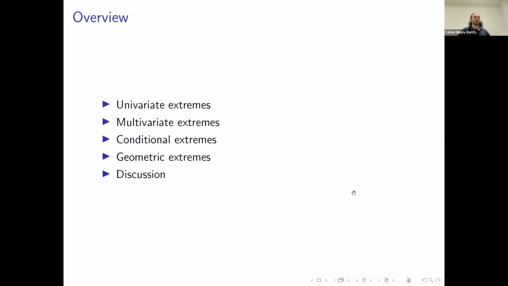So, quick overview. I'm going to talk about extreme value theory in general, both univariate and multivariate extremes. Then go on to discuss two different competing modeling approaches. One is called the conditional extremes approach. The other one is called geometric extremes, a very new approach. Then I have a quick discussion and outlook on future ideas and considerations.